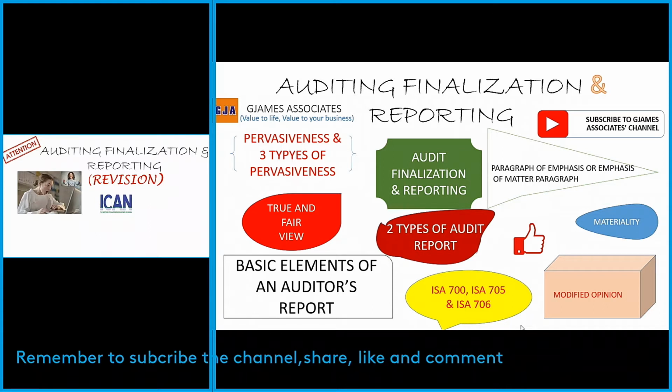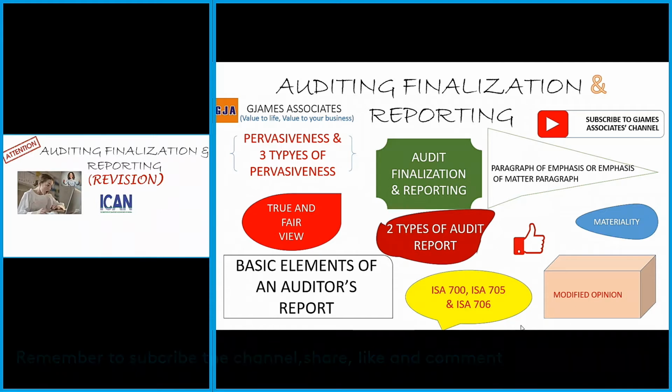In addition, the information conforms with the requirements of standards, like when we are talking about ISA 700, ISA 705, and ISA 706. So those are auditing standards, international standards on auditing, that we must ensure every audit work conducted conforms with.